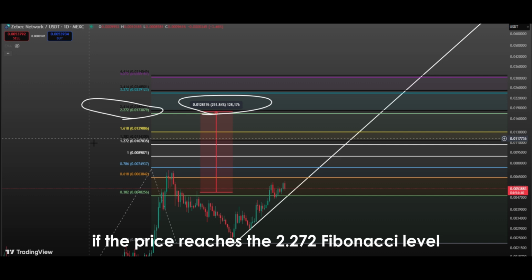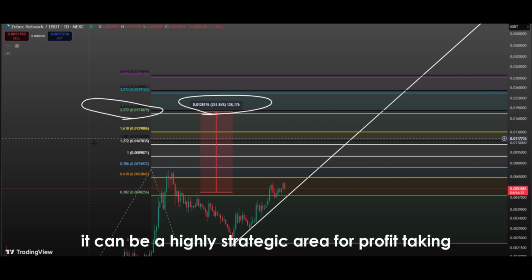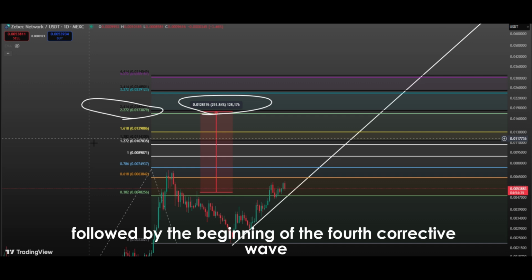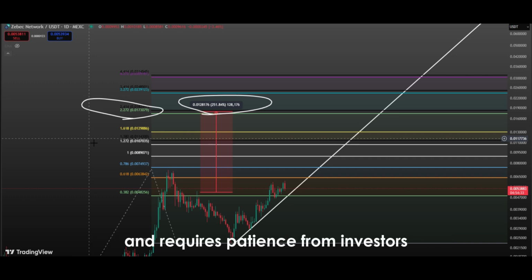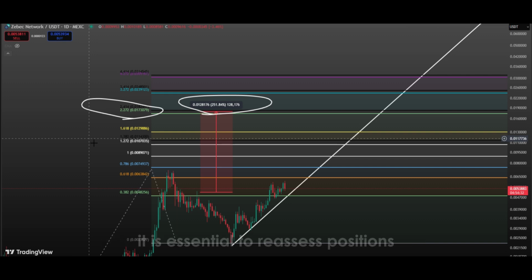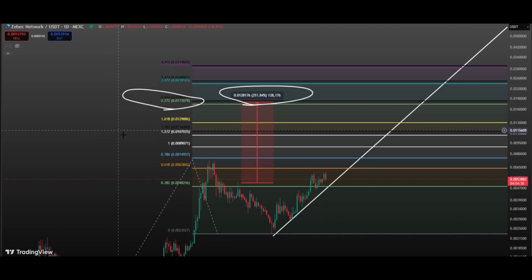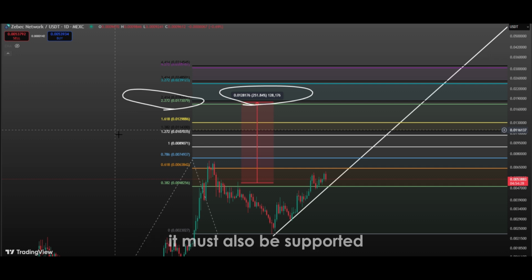If the price reaches the 2.272 Fibonacci level, and this level coincides with a previous resistance zone, it can be a highly strategic area for profit-taking. This is because the 3rd wave may end at this point, followed by the beginning of the 4th corrective wave. The 4th wave is typically a complex and sideways correction and requires patience from investors. For this reason, as the end of the 3rd wave approaches, it is essential to reassess positions and activate risk management measures.